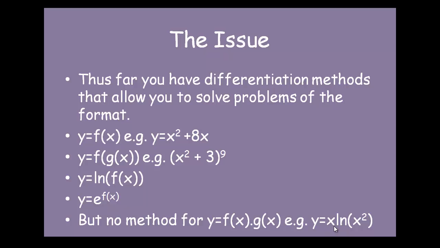And here's an example. You might have something like x times the natural log of x squared. There's an example where you have a product. Currently then we don't have a method for doing that, which is where the product rule comes in.